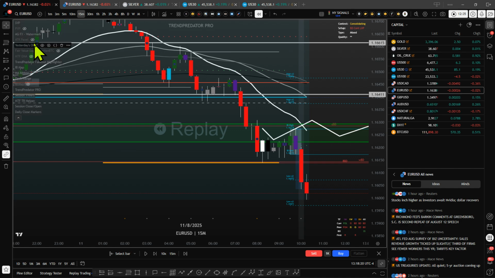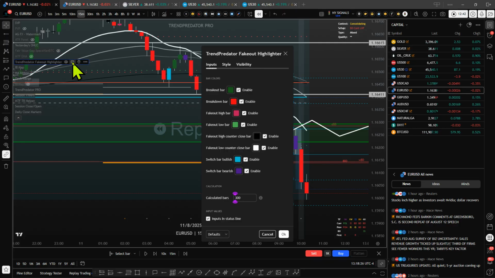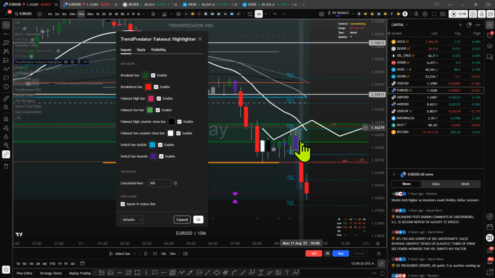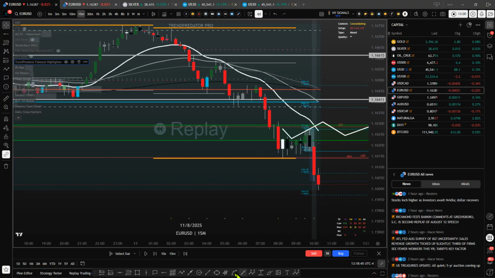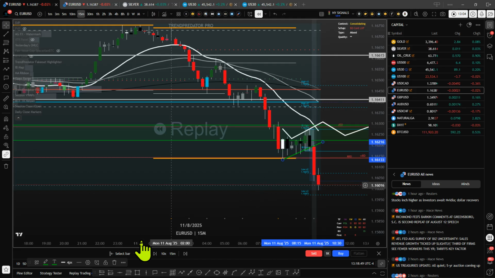This is a bearish candle. That's bearish price action, bearish price action below the inside day lows. So this is a switch bar, bearish. Now, not only that, it was a fake out high. It was a fake out high counter close bar, right? So that's really nice.